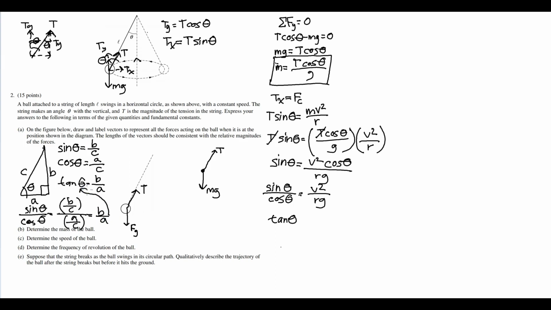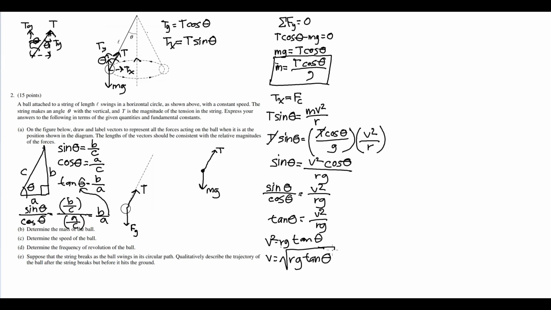So let's replace this by tangent of theta. So v squared over rg. And then if you multiply both sides by rg, we get v squared equals rg tangent theta. And v equals square root rg tangent theta. Okay? So we might, well, we're done, but we're actually not done.